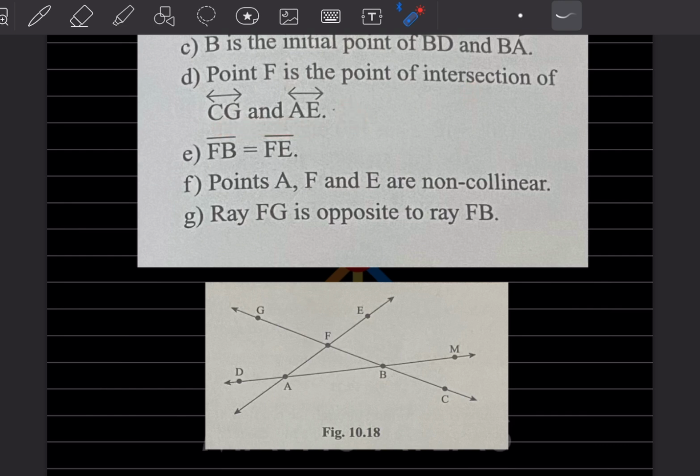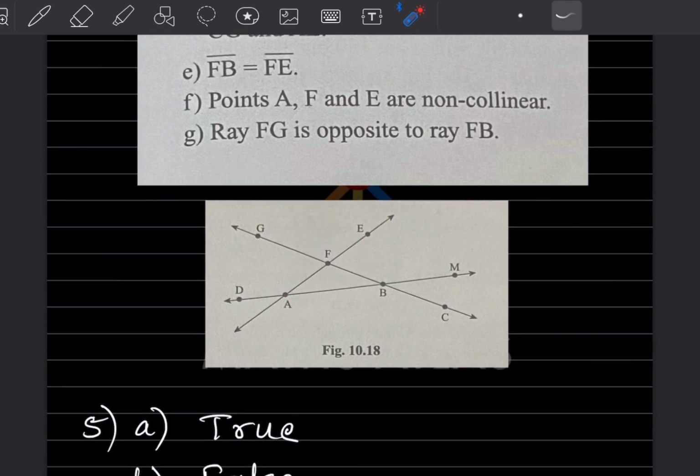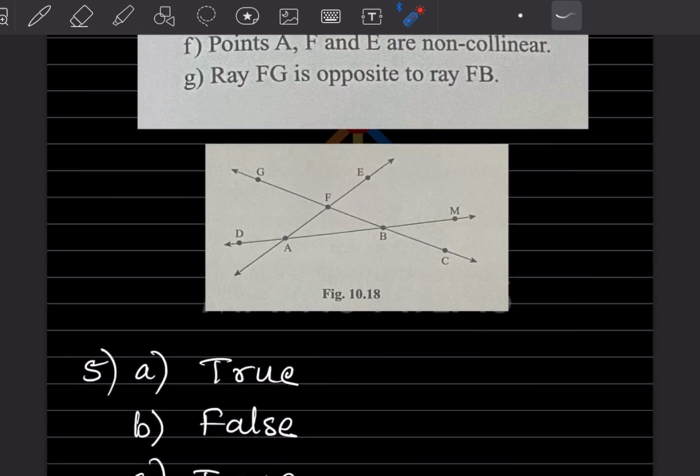Point F is the point of intersection of CG and AE. We can see point F is the intersection of CG and AE. So yes, this is the point of intersection, so that is true. FB is equal to FE? If we take this FB, you can measure it with the scale. Both are not equal, so that is false.